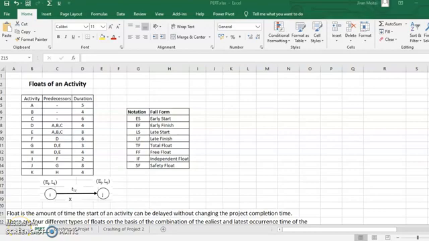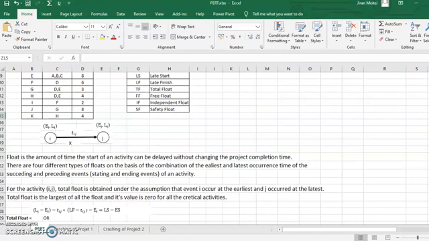Hello friends, welcome back. Today we'll discuss the float of an activity in the project network. We'll understand the meaning of a float. We'll also understand the advantage of knowing the float, and we will try to understand the various types of floats of an activity in a project network and how we compute them for any given project network. So let's get started.